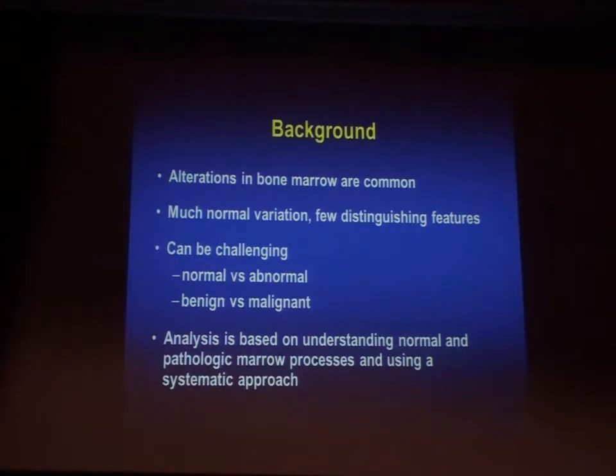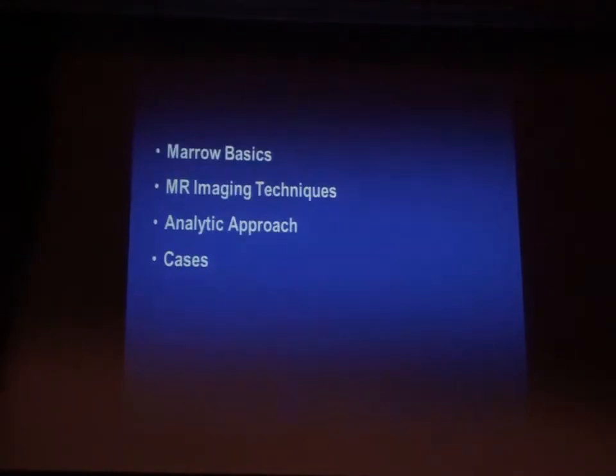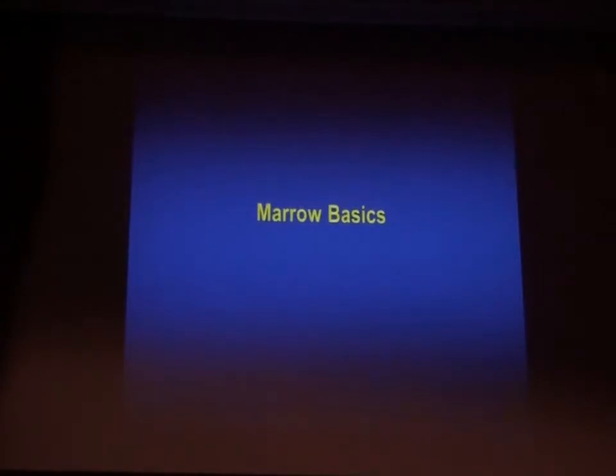So today I'm going to be talking about an approach to analyzing that's based on understanding the normal and pathologic processes that happen in marrow and trying to use a systematic approach to looking at it. So we'll begin by talking about some basics related to bone marrow, talk about MR imaging techniques, talk a little bit about what this analytic approach might be, and look at some cases together.